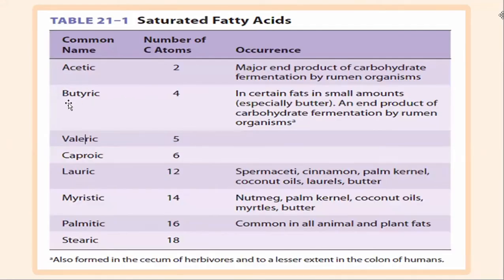Okay, so this one: acetic, butyric, valeric, caproic, lauric, myristic, palmitic, and stearic, depending on the number of carbon atoms: 2, 4, 5, 6, and so on.